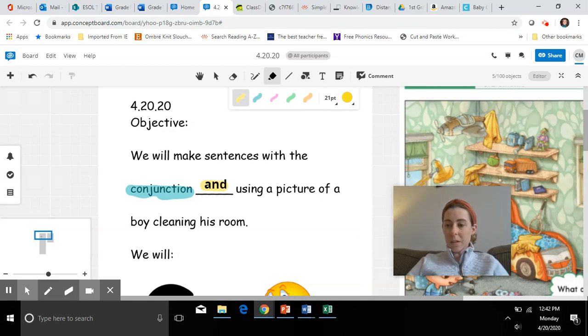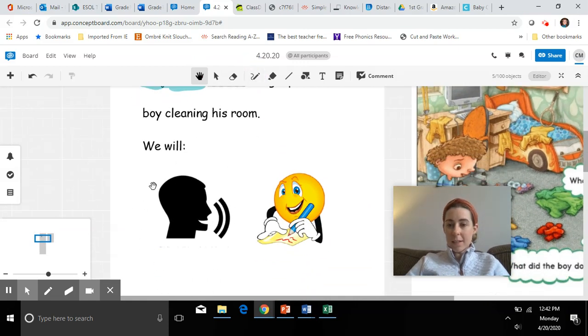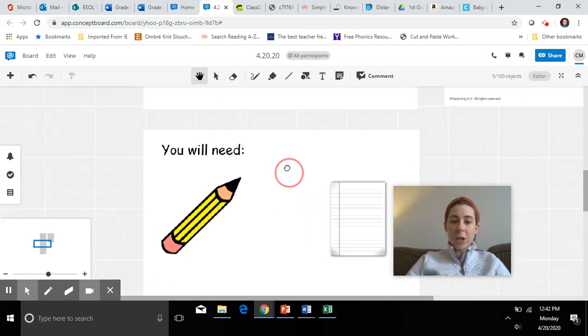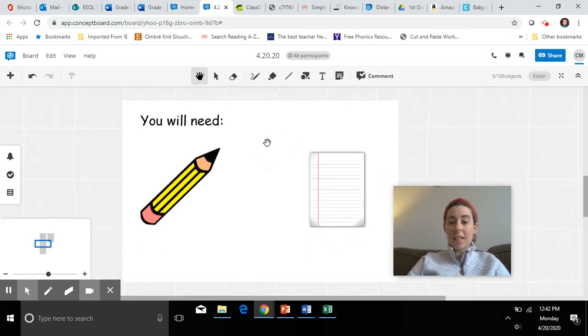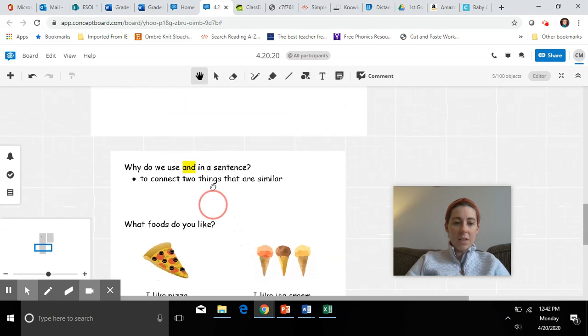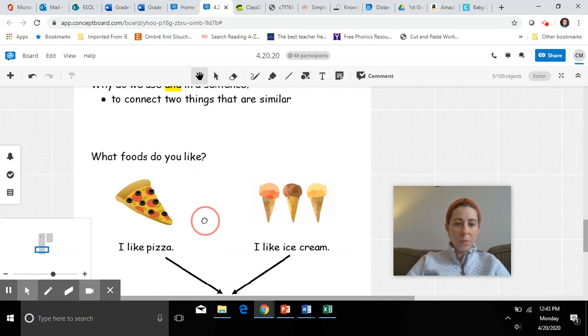Okay, so it says here, moving down, we will be talking today. So we'll be practicing talking using the conjunctions, and we'll be writing today. So I'm going to ask that you have a paper and pencil ready for writing sentences when we are done. Okay? So let's do an example. It says down here, let's make it a little bit bigger so we can all read the words.